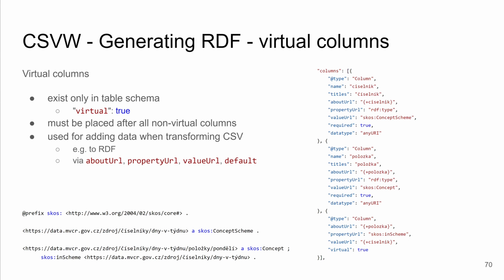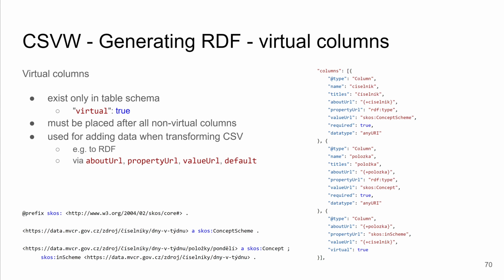But since there are no additional columns in the actual CSV file, these columns will be added as virtual columns. So we will add one column at the bottom here, which will generate the triple that this item, or the day of the week, is SKOS in scheme, belongs to the IRI of the code list itself. And for that, we'll use the virtual column here. We'll say that this is virtual, which means it has no corresponding column in the actual CSV file, but it is used to generate RDF triples. And we'll end up with an RDF file like the one in the example.